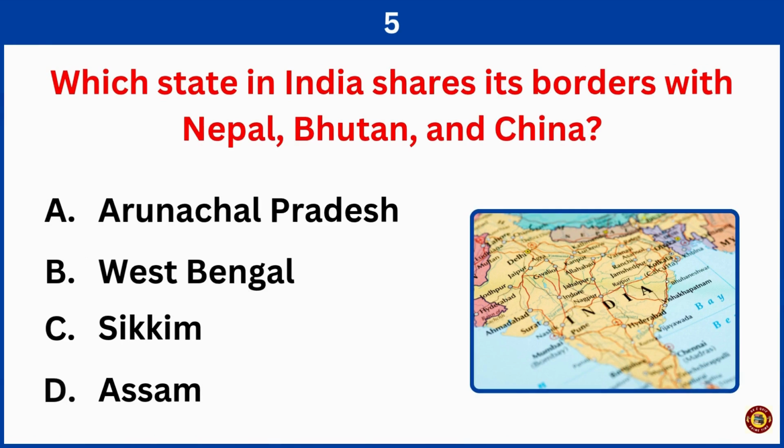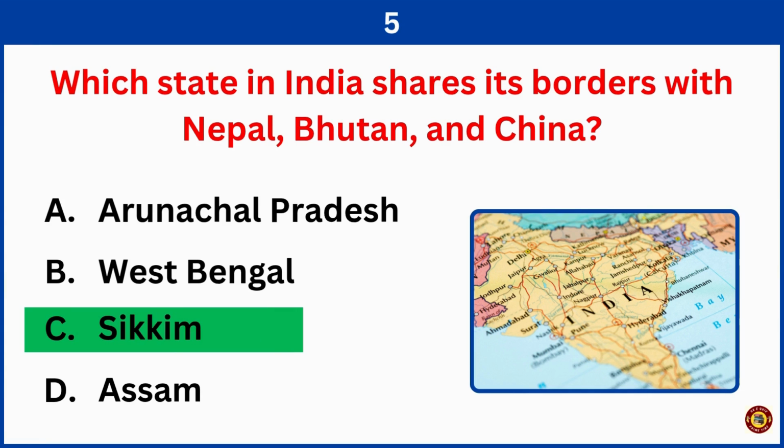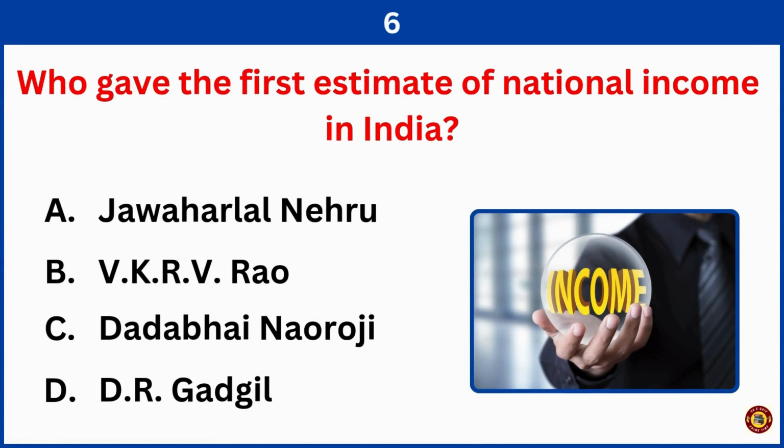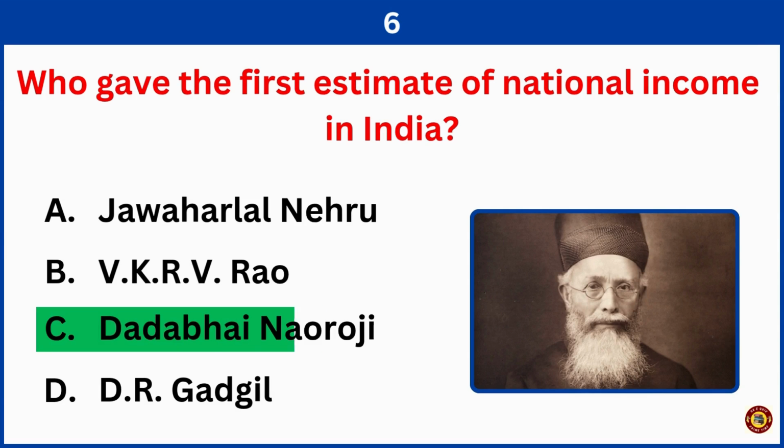Which state in India shares its borders with Nepal, Bhutan, and China? Correct answer is option C, Sikkim. Who gave the first estimate of national income in India? Right answer is option C, Dadabhai Nauroji.